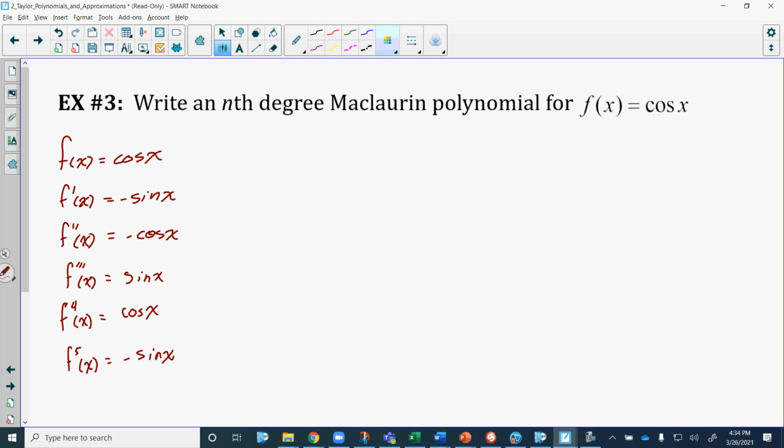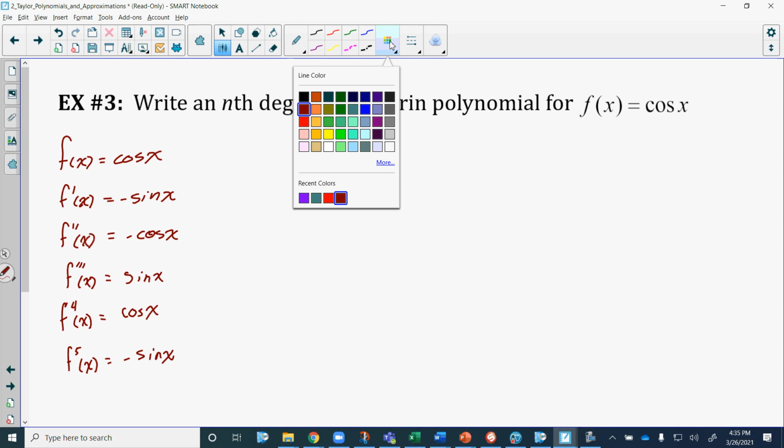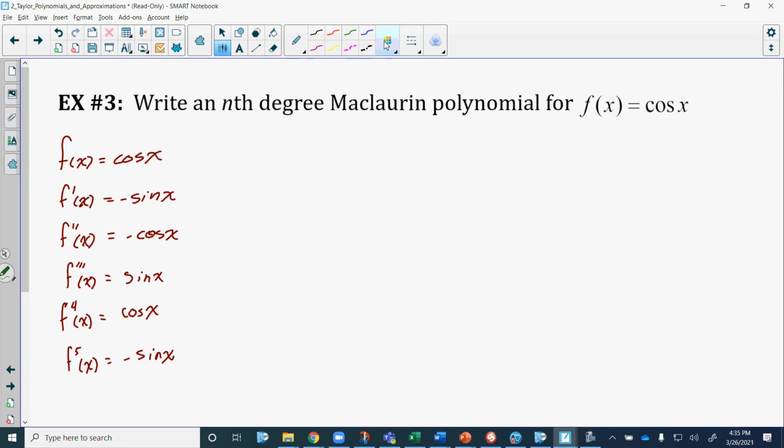And again, what we're going to notice here is that we're going to have alternating zeros for our outputs. So let's just get another color for the outputs here. So f of 0, in this case, cosine of 0 is 1. F prime of 0, negative sine of 0, is 0. F double prime of 0, negative cosine of 0, in this case will give me a negative 1.